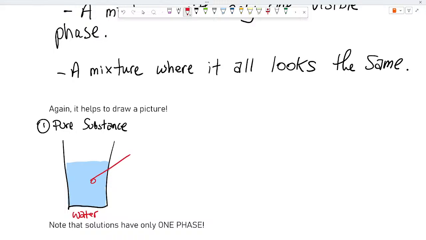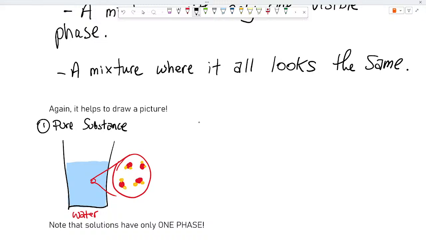And if we zoomed in on the water, what we would find is that every particle is the same. Every particle is just a water molecule. So here we are. Water molecule, water molecule, water molecule, water molecule.